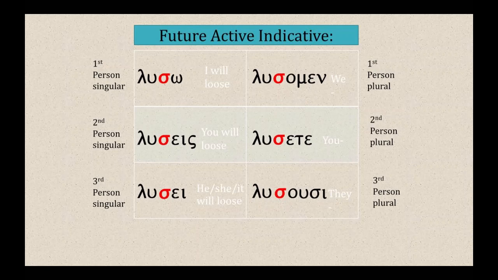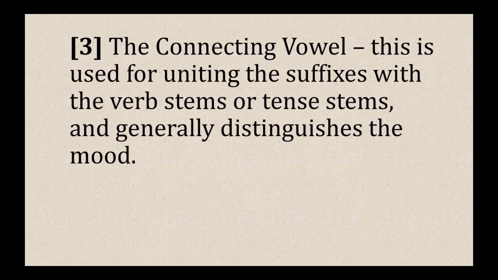So the connecting vowel, this is used for uniting the suffixes with the stems or the tense stems. So you'll have the word stem or the root. You'll have the tense stem, whatever it is, like sigma, sigma alpha, and then you'll have the connecting vowel. Look at the aorist active. You have sigma alpha. Well, it doesn't need a connecting vowel because it already has the alpha. So the alpha functions like that. And then you just place the endings on there.